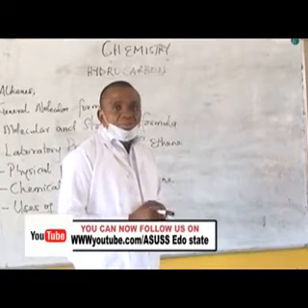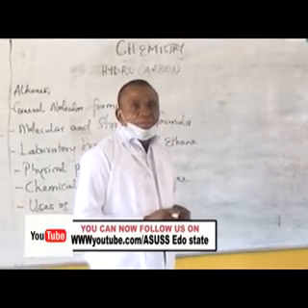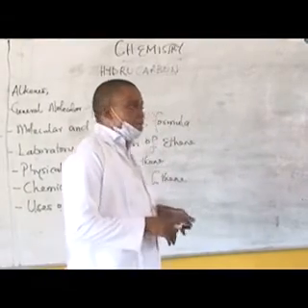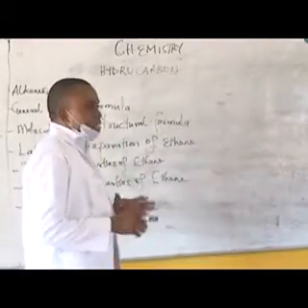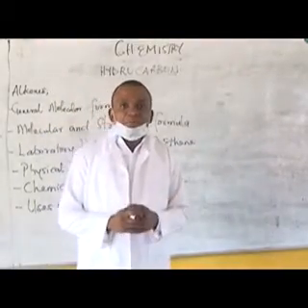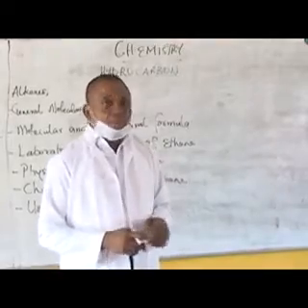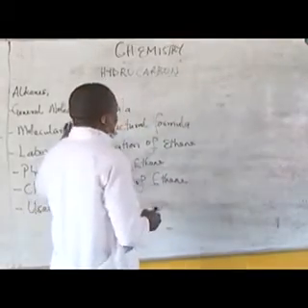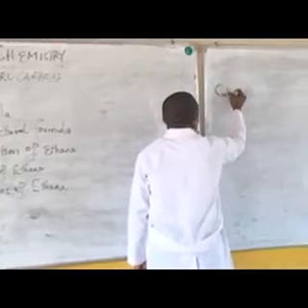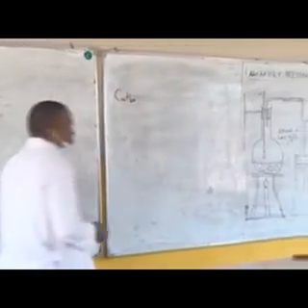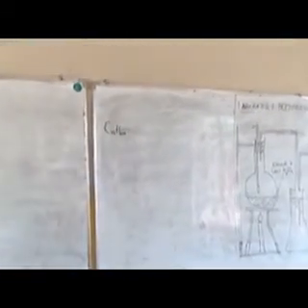Under the unsaturated hydrocarbon we have alkenes and we have alkynes. But today our class is going to focus on the alkenes. Now the alkenes are the first example of unsaturated hydrocarbon. They have a general molecular formula. The general molecular formula is CnH2n. That is their general molecular formula.